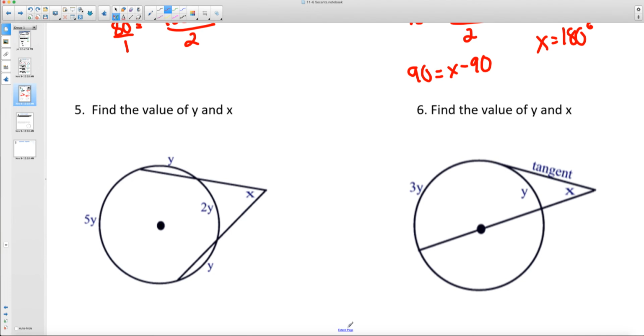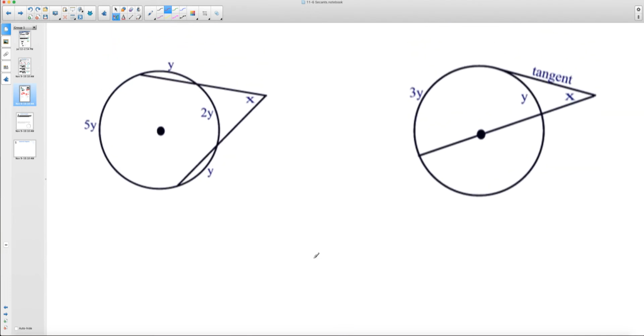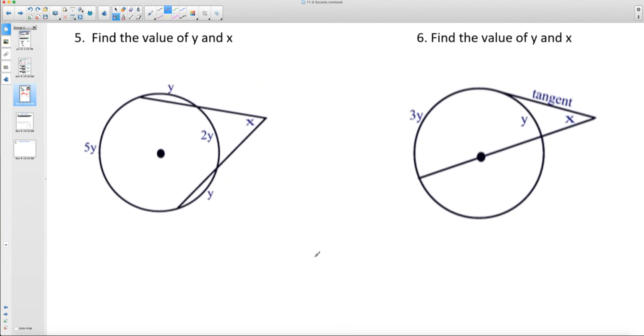So moving on, we have some variables here. We need to actually figure out what the arcs measure. We can go ahead and do that because we know this is y, this is 5y, this is y, and this is 2y. So we have the entire circle. The entire circle adds up to 360 degrees. So y plus 5y plus y plus 2y needs to equal 360 degrees.